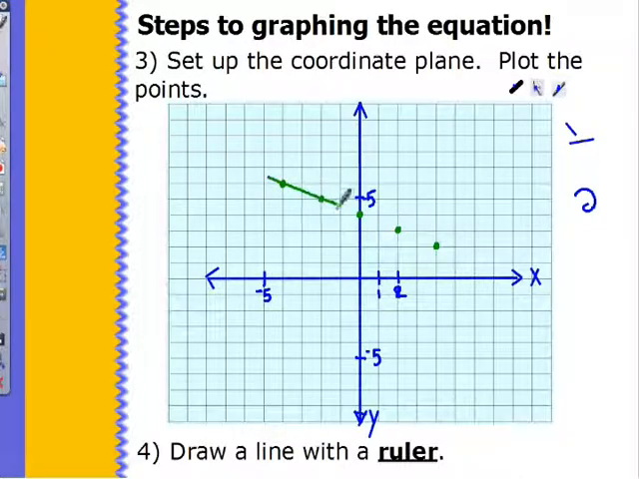And now I'm drawing a line using my ruler. Notice it goes beyond the 2 farthest points. And then I'm going to put nice little arrow tips because it's not a segment. It keeps going and going and going forever.